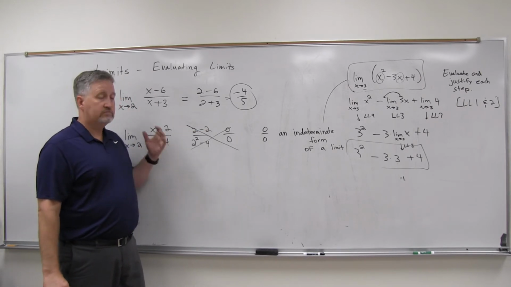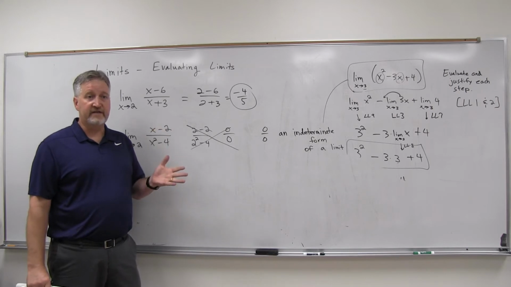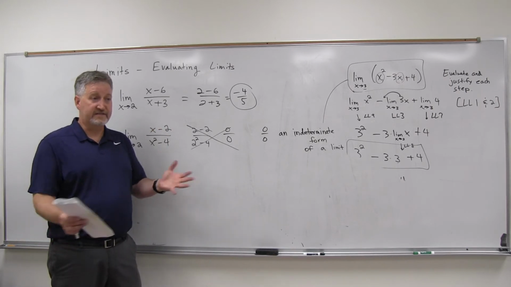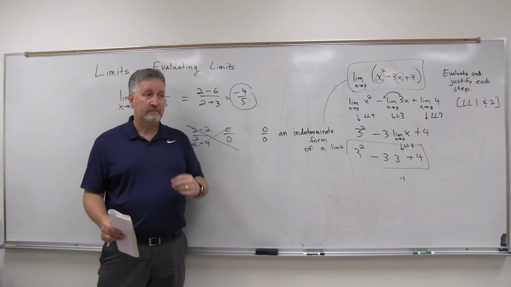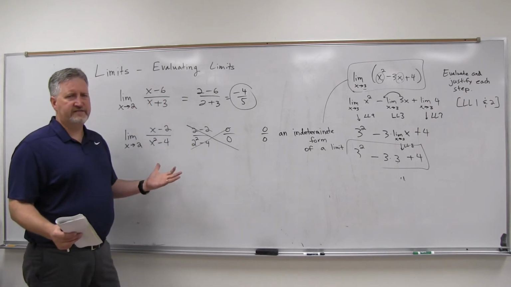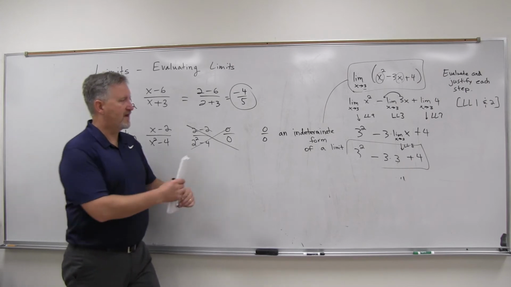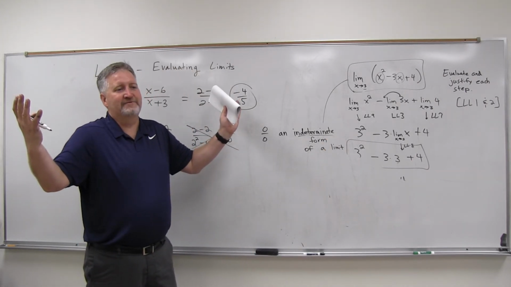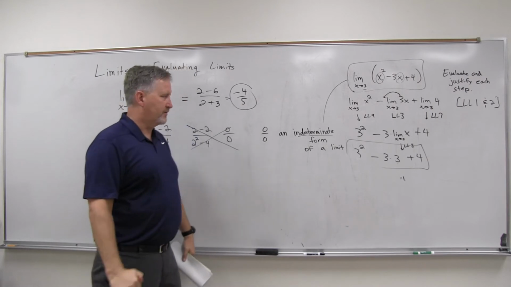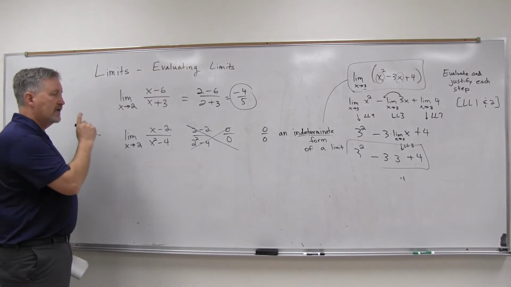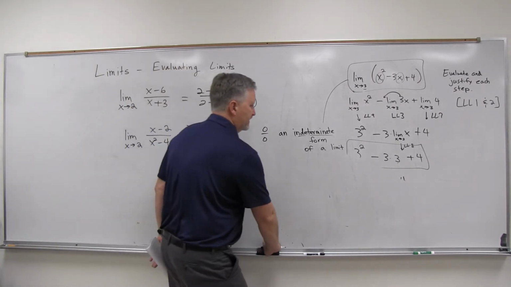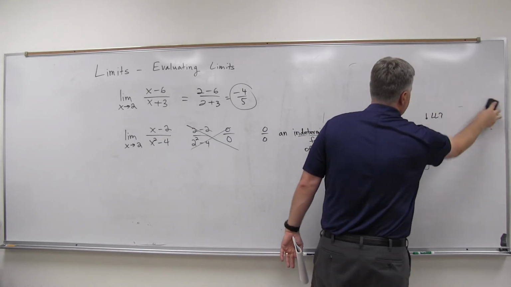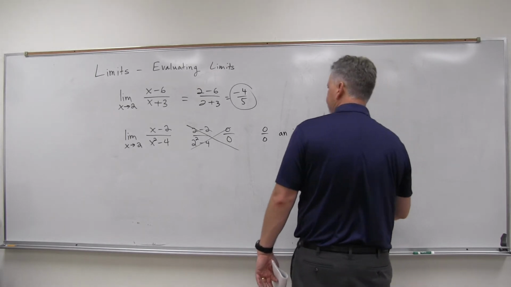0 over 0, it could turn out to be infinity, negative infinity. It could not exist. So there's a lot of things that could happen when you have 0 over 0, and that's why it's called indeterminate. Just say, I don't know what happens right now. Let me look at some other things. It turns out one technique we can use on this is factoring.